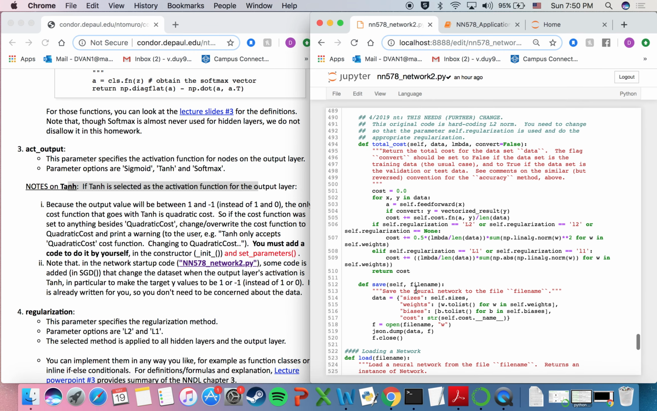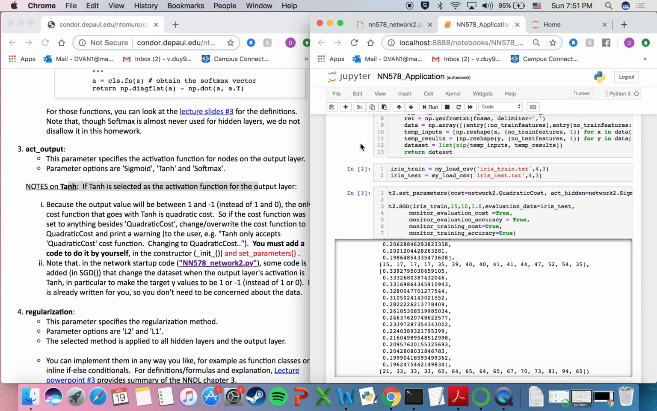Next is the total cost, which is the last function that I modified. Since the total cost is related to regularization, it has the option of whether the regularization is L1 or L2, and then we have a different cost.